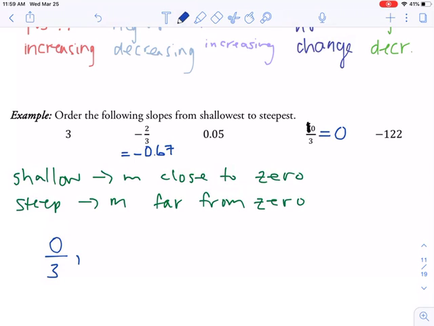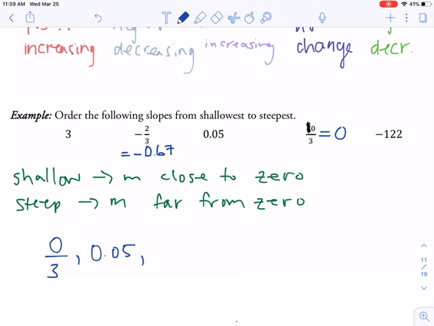I'm always going to express my answers in the same form that they were given in the question. Okay, so even though we did this converting here to 0 and negative 0.67, I'm always going to express my answer in the way that it was given in the question. Okay, next up is 0.05, right? So we can see that's very close to 0, but not quite equal to 0. So that's going to be the next one. It's going to be a little bit steeper than a flat line, but barely.